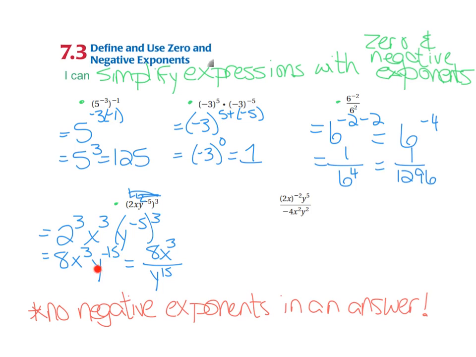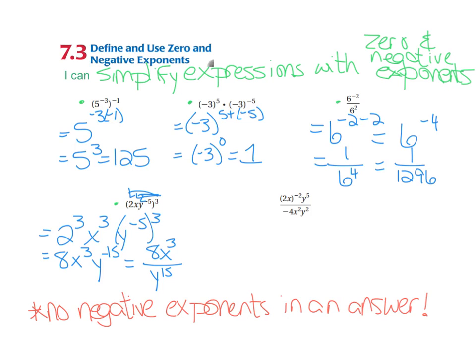Now, this right here is not simplified. I cannot have a negative exponent. So, this is over 1, right? And the reciprocal with y to the -15th would move it to the denominator. So it moved to the denominator, it swapped places, and it became a positive exponent. So 8x cubed is still in the numerator. Y to the -15th moves to the denominator and becomes y to the +15.